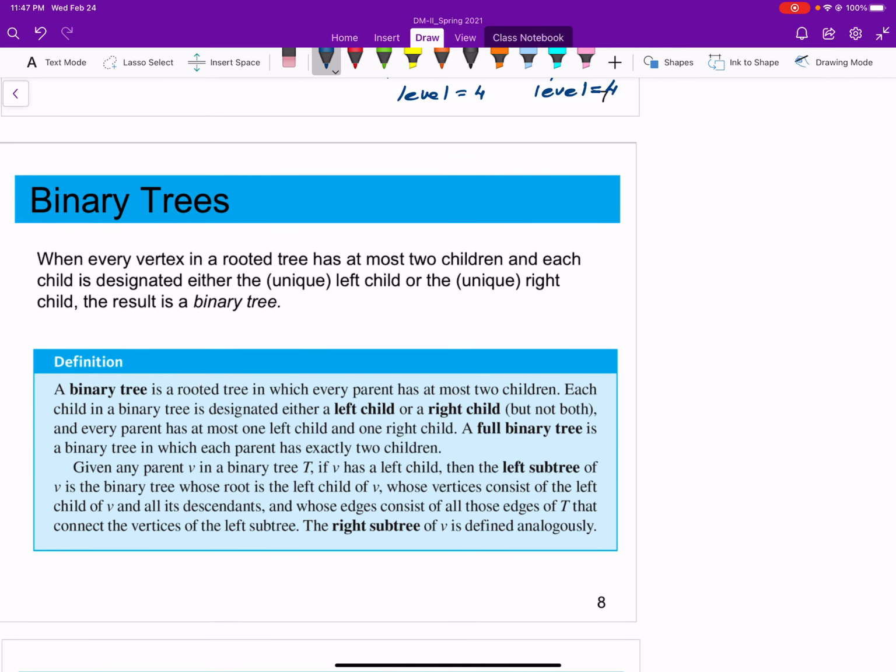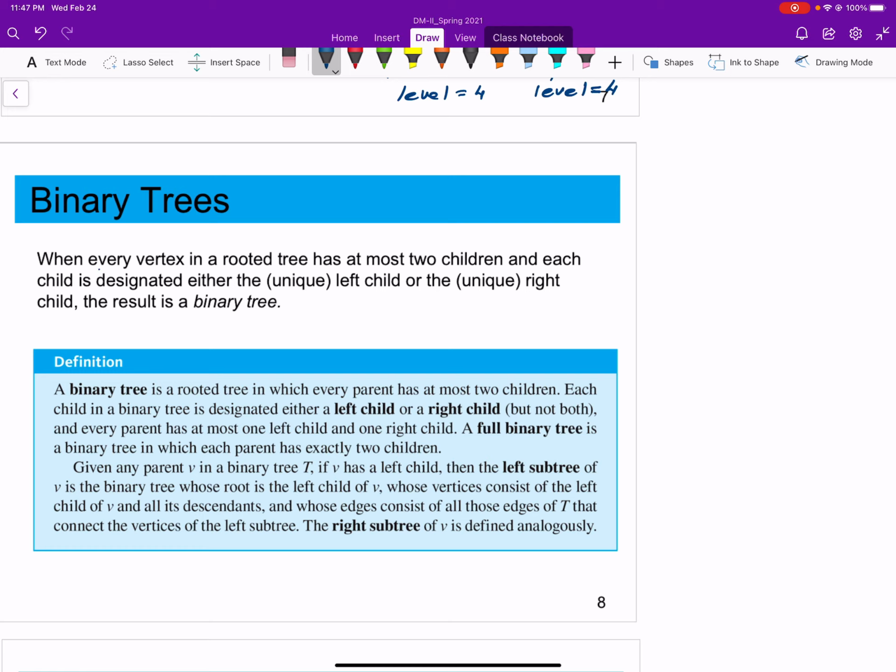In the next slide, we are going to talk about binary trees. All right, binary trees. Binary trees are a special type of rooted tree. Okay, a special type of rooted tree. We can understand what are binary trees very soon.